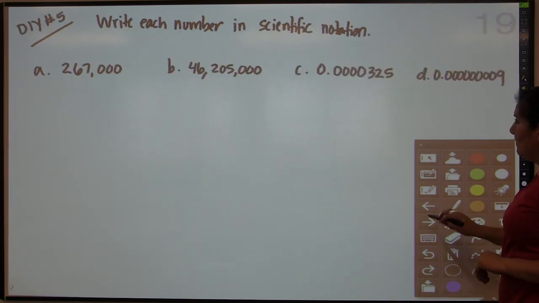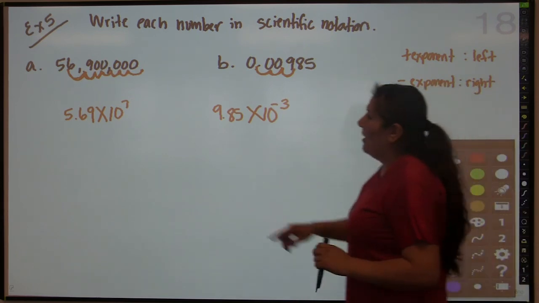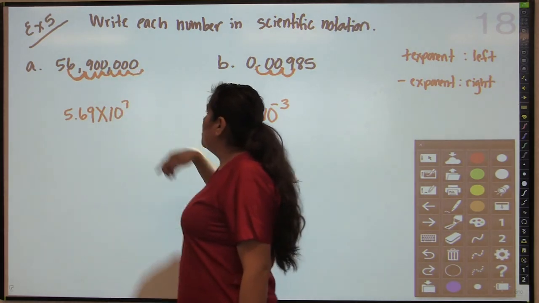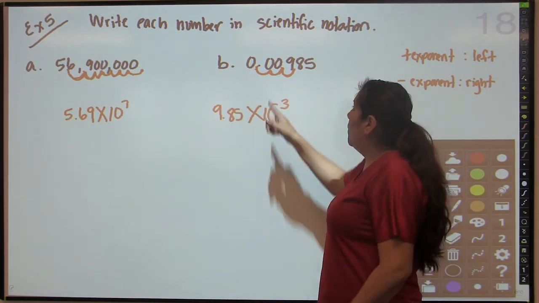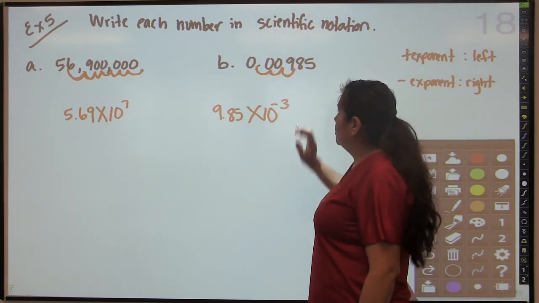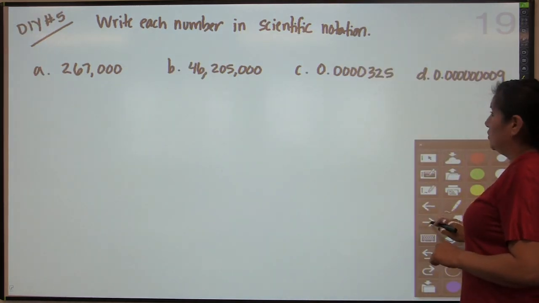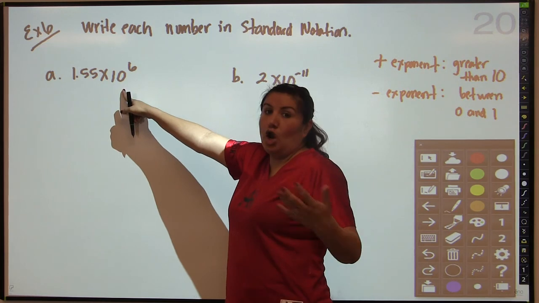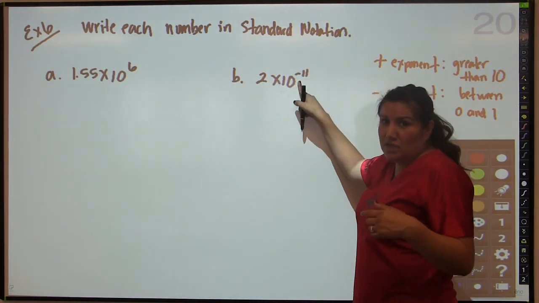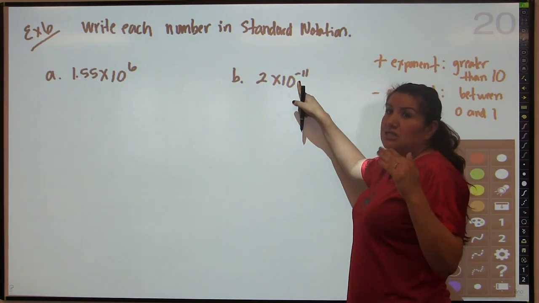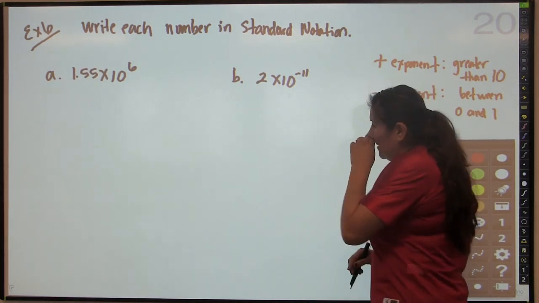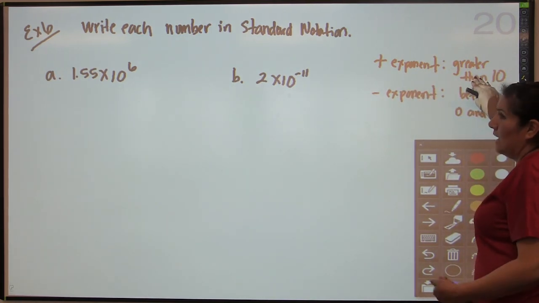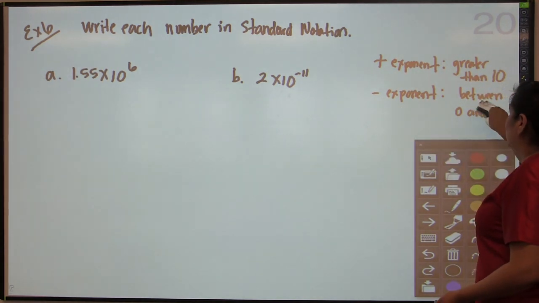Okay, I do want to point out here that when you have a positive exponent, it basically means that the number is very, very large. As you can see, this is a very large number. When you have a negative exponent, the number is very, very small. 0.00985, that's very small. So I just wanted to make that distinction there. So back over here, we're going to see that I have a positive exponent, so I should expect this number to be very large. And this one has a negative 11, so I should expect this to be very, very, very small, smaller than the previous example. Okay, but again, a positive exponent means the number should be greater than 10, not less than 10. A negative exponent, the number should be between 0 and 1.